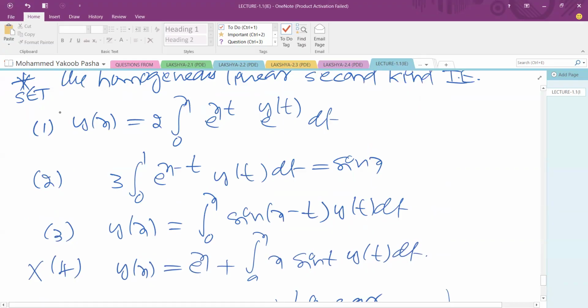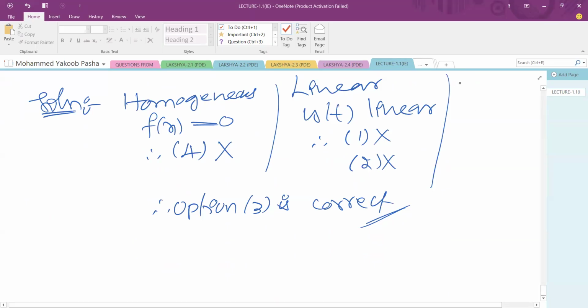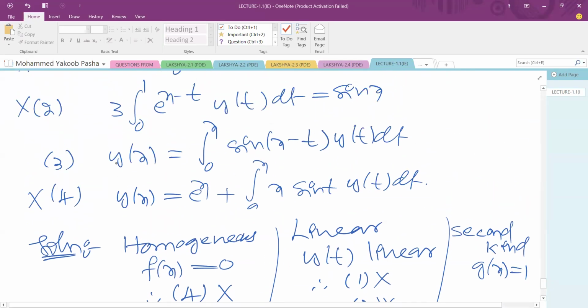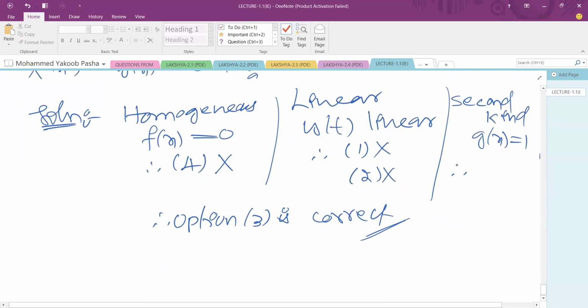You can see here the last condition, second kind. What is the meaning of second kind? Second kind means g of x is equal to 1. So here g of x is 1. Yes. On the left side, y of x into g of x. So this is the right option. Therefore, option 3 is the right option.